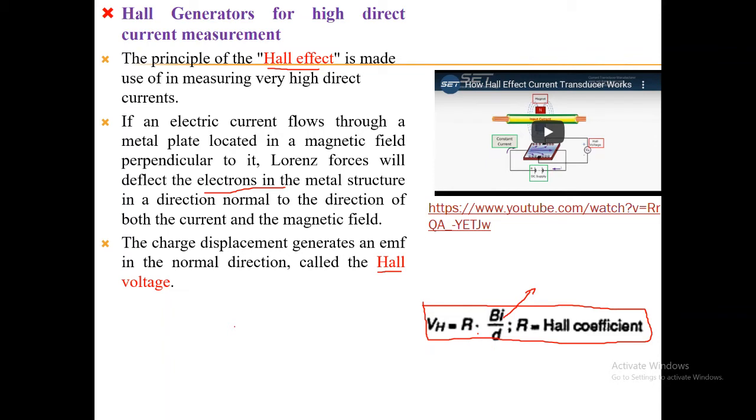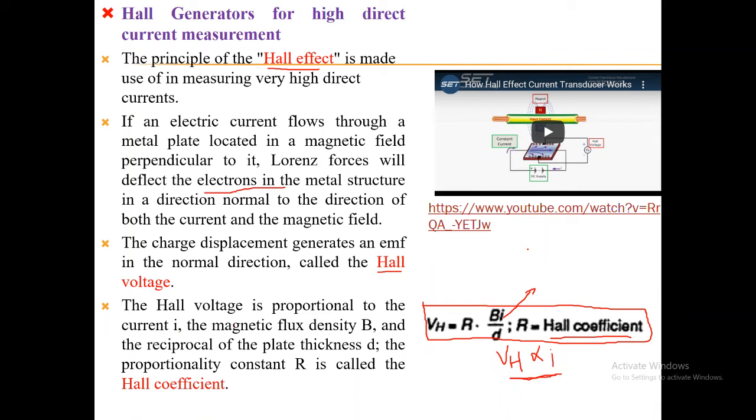If we consider R as a constant, as it is the Hall coefficient, and B is constant as we have applied a DC voltage and are using a constant magnetic field, so B will remain fixed. D, that is the thickness of the metallic plate, is also fixed. So we can see that the Hall voltage is proportional to the current. We can observe the linearity between the output and input.